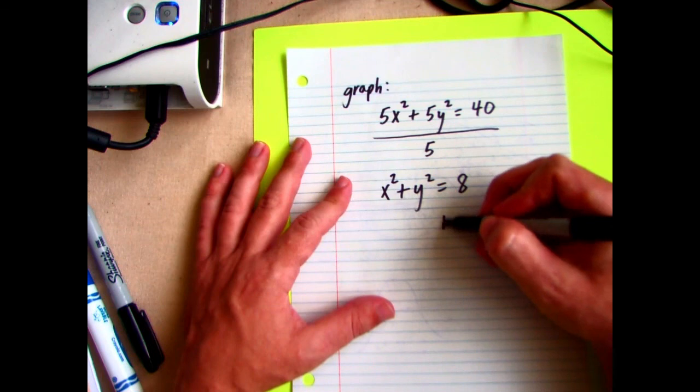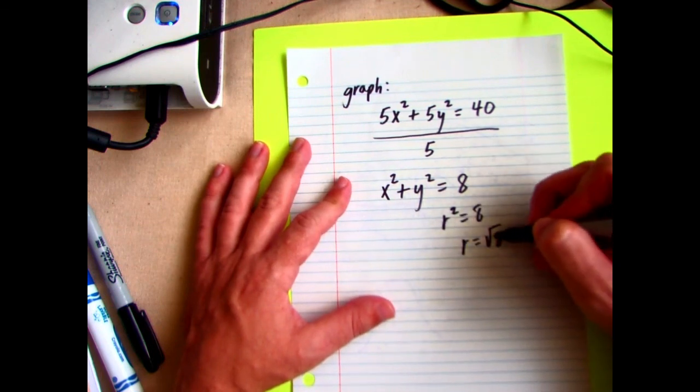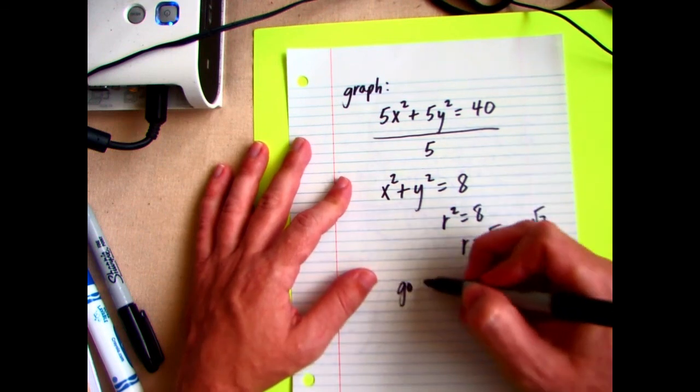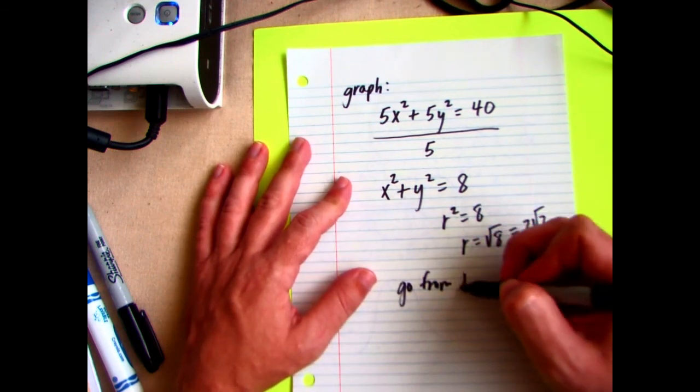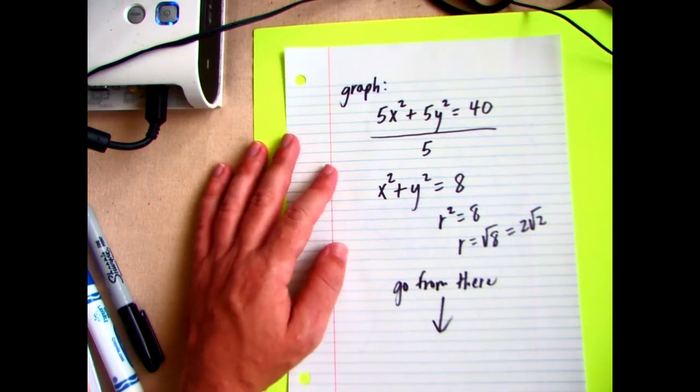So now we're in standard form. Now we identify that r squared equals 8, and r is 2 root 2. So now go from there. If you ever see a problem like that, you've got to get no numbers in front of x squared and y squared.